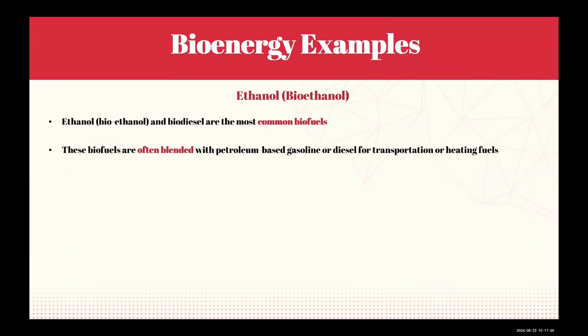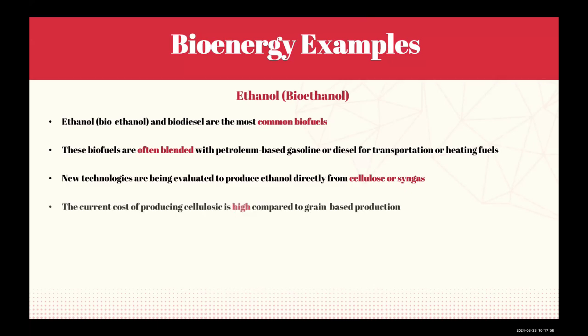This blending is common in the transportation sector to reduce greenhouse gas emissions and also the reliance on pure fossil fuels. Currently, research is being conducted to produce ethanol directly from non-food sources like cellulose or syngas. This innovation could significantly broaden the range of feedstocks used for ethanol production. However, it's important to note that producing ethanol from cellulose is currently more expensive than traditional grain-based methods, which poses a challenge for scaling up this technology.